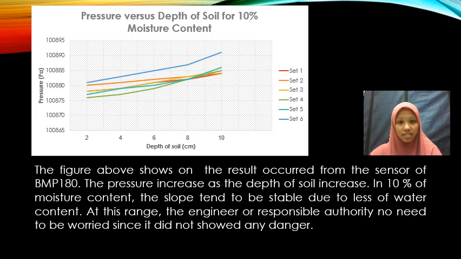Okay, the figure shows the result obtained from the BMP180 sensor. The pressure increased as the depth of soil increased. At 10% of moisture content, the slope tends to be stable due to less water content. At this range, the engineer or responsible authority need not be worried since it did not show any danger.